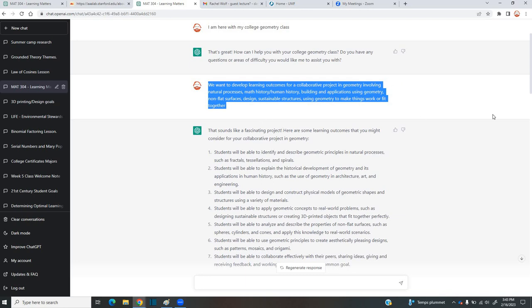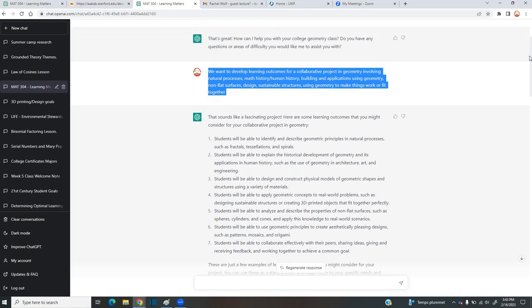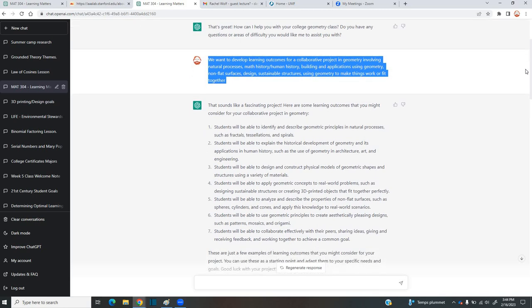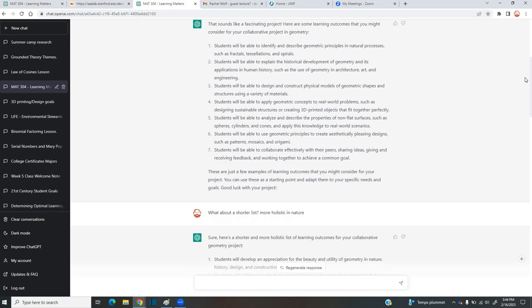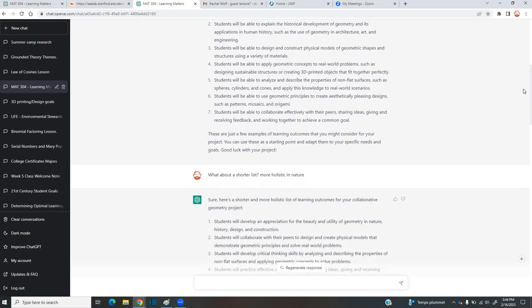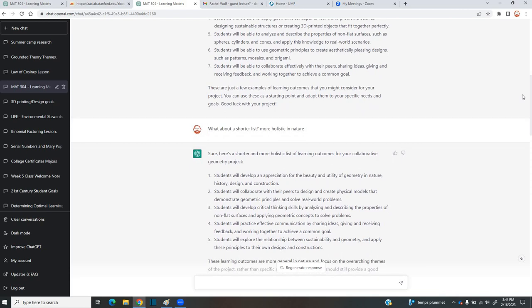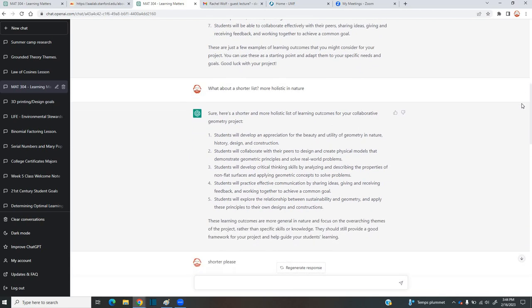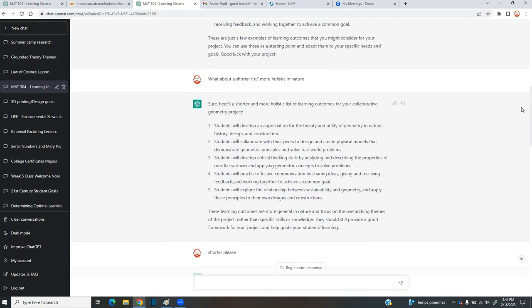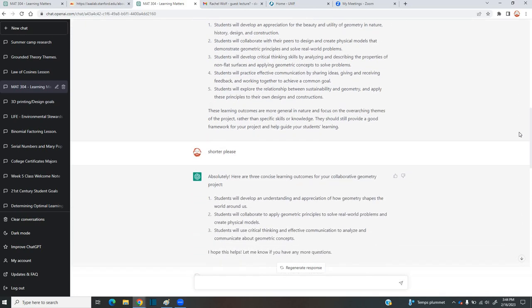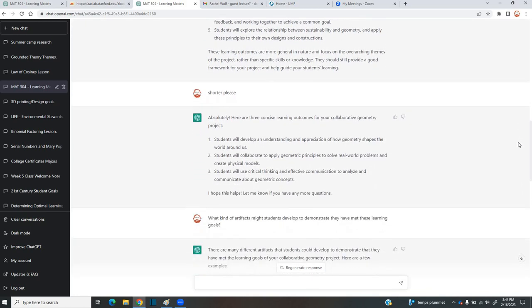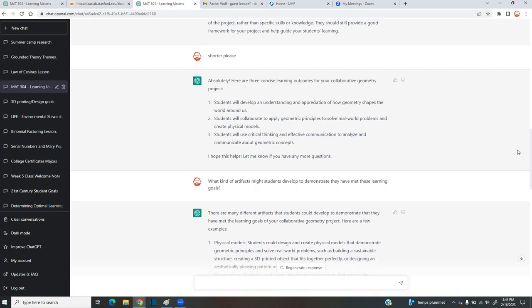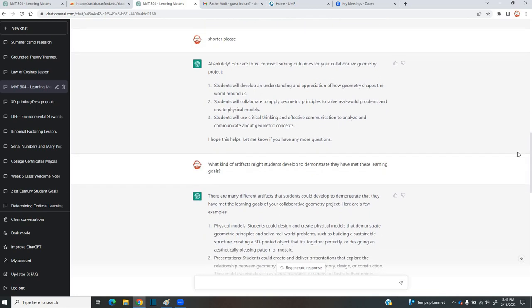And so, all right, chat cranks it out. Says, well, here's a list of learning goals, and we were like, whew, that looks like a lot to learn just for one project. So we said, maybe you could simplify this a little bit for us. So what about a shorter list, more holistic in nature? All right, does simplify it a bit. The students were still like, well, that's too long. So shorter, please. Oh, okay. And so we boiled it down to these 3 learning goals for our project.